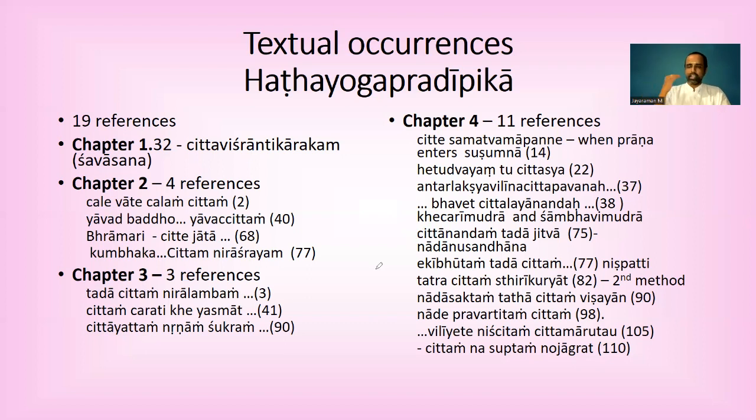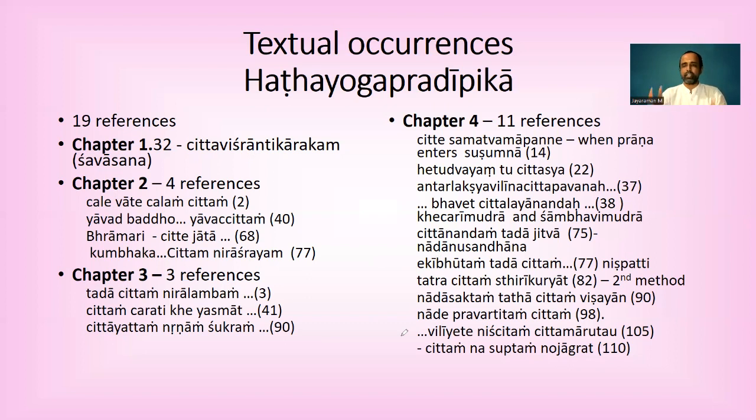So the four states are arambha, ghata, parichaya and nishpatti. In the fourth state, the mind becomes one with nada. That is indicated in verse 77. There also you find the word chitta. Tatra chittam sthiri kuryat. So there are two types of nadānusandhana which are mentioned.